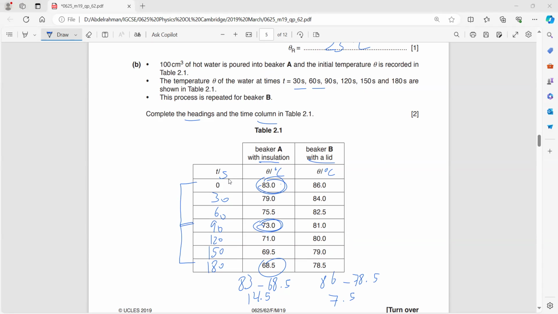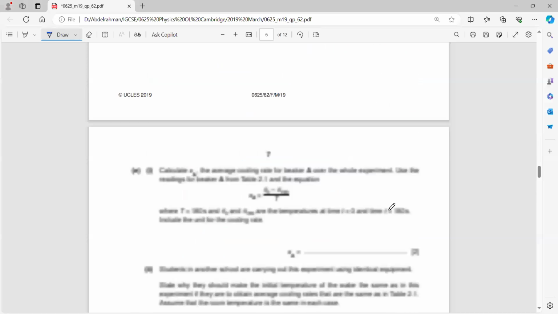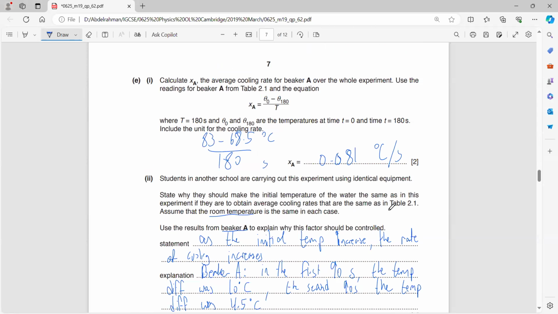Would it differ if we use the second before the Celsius in the unit? Yes, it would differ. In the unit of the rate of cooling, you must write it down as degrees Celsius per second.